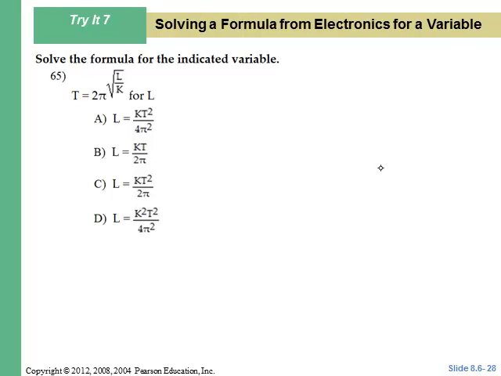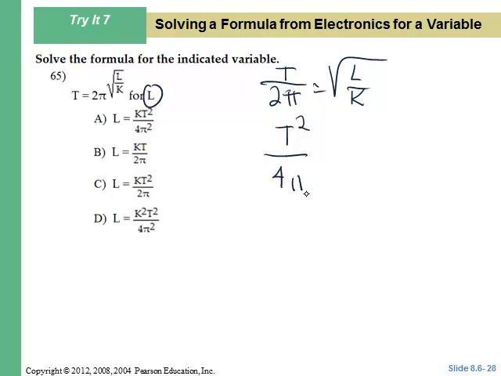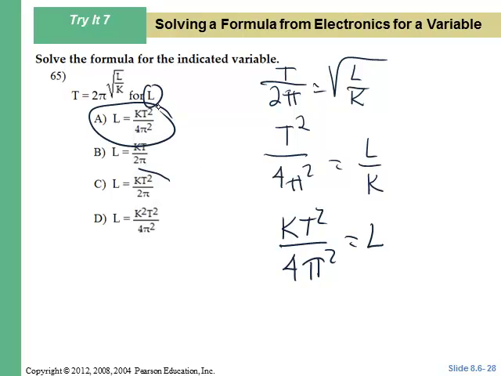This one, we want L all alone. The first thing I would do is move the 2 pi to the bottom of the other side so that you have the square root all alone. Remember, that's the key. Now when you square both sides, you have t squared over 4 pi squared equals L over k. Multiply both sides by k, and you have L equals k t squared over 4 pi squared.